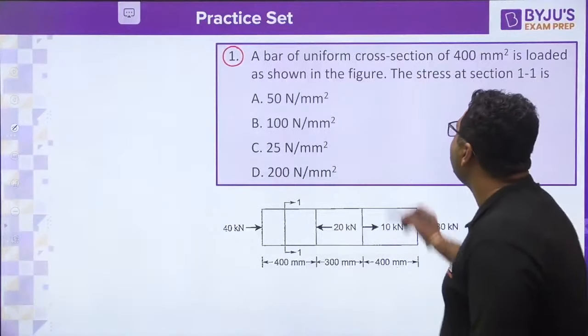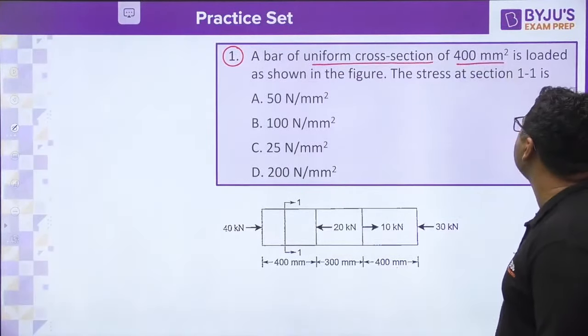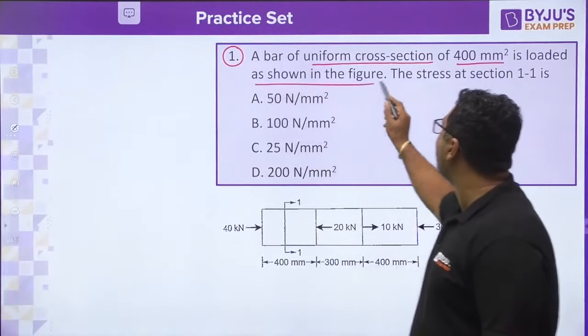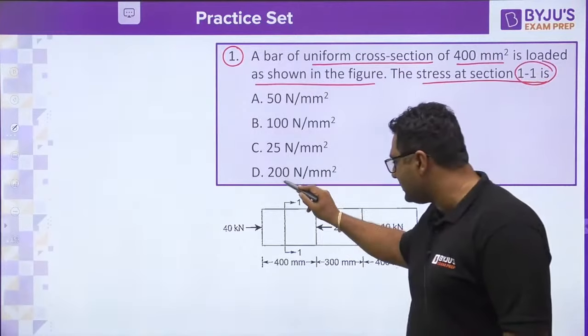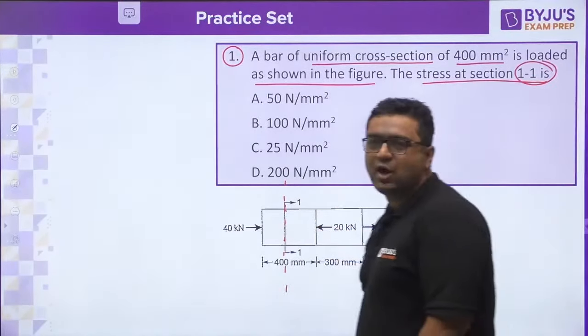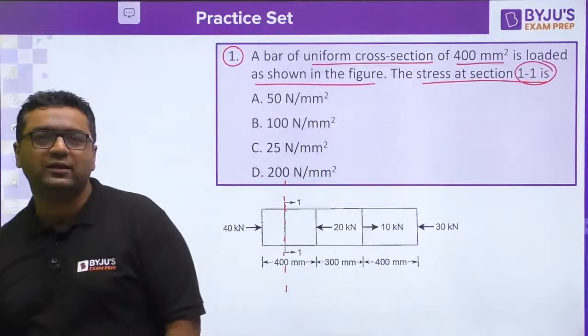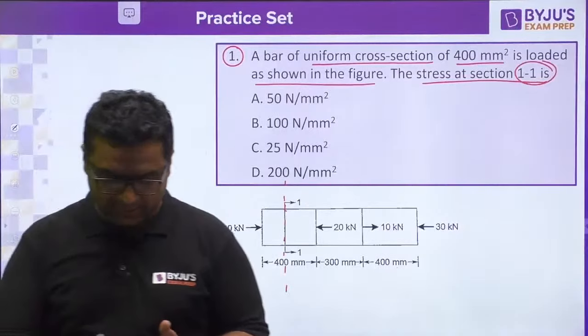First of all, a bar of uniform cross section of 400 mm square is loaded as shown in the figure. The stress at section 11 is. So you need to find out the stress in this section 11. So you know it is very easy. Let us see how many of you give the right answer. Please solve this question guys.